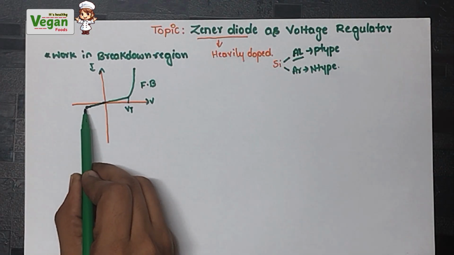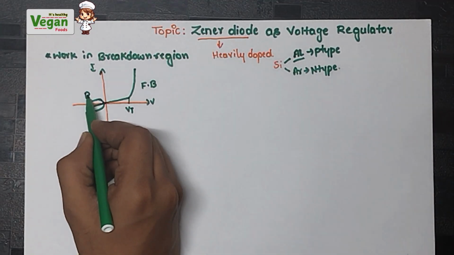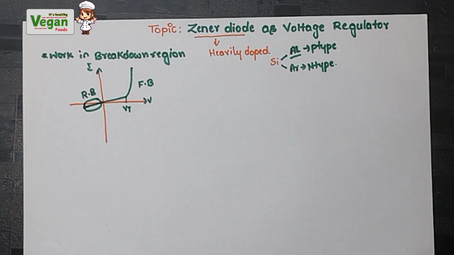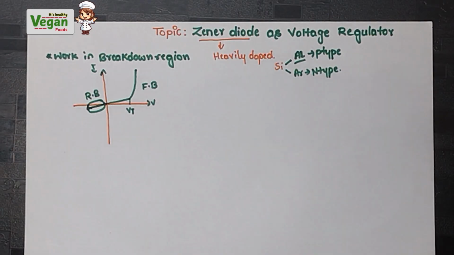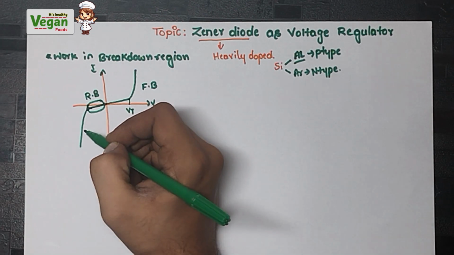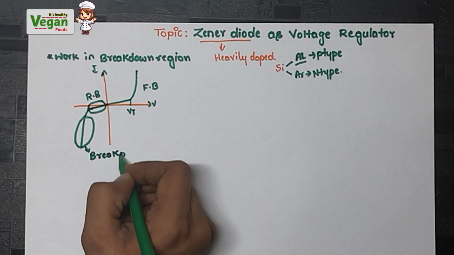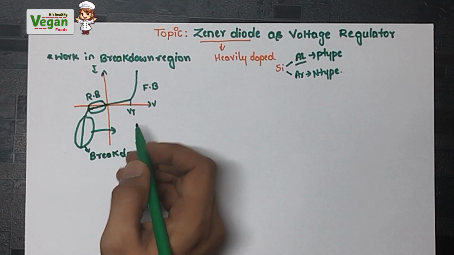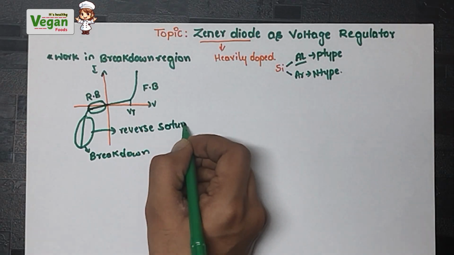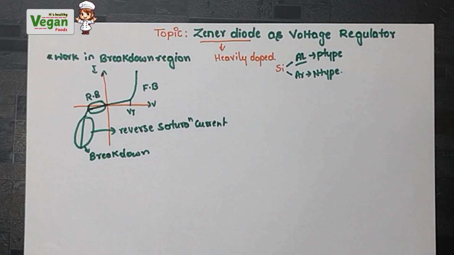When the voltage is given a negative value, the current will slightly decrease. This region is called the reverse bias region. At a certain point, when the maximum threshold negative voltage is given to the diode, the current will rapidly increase. This region is called the breakdown region. And the current in this breakdown region is called the reverse saturation current. So in this breakdown region, the Zener diode will work.